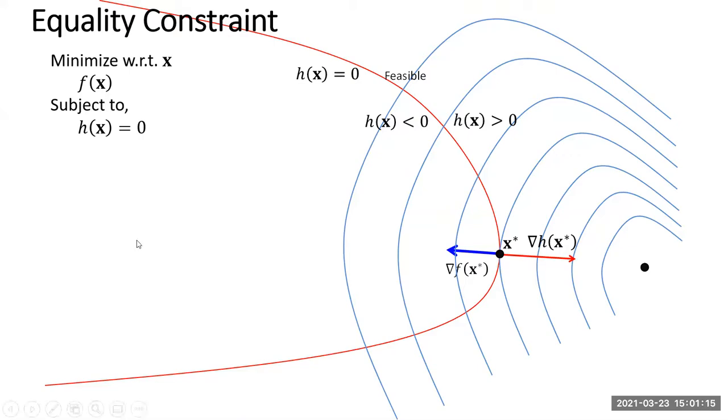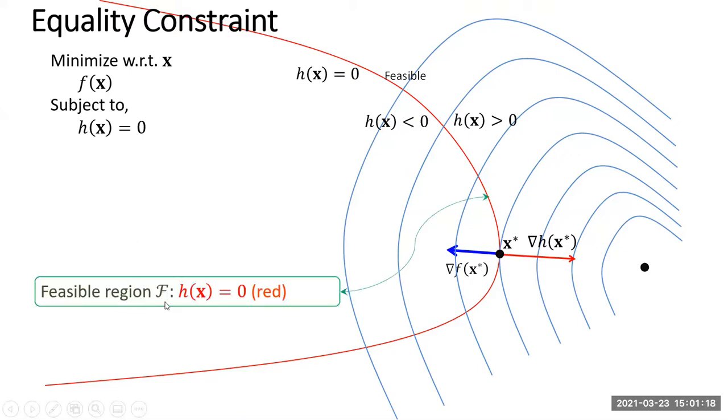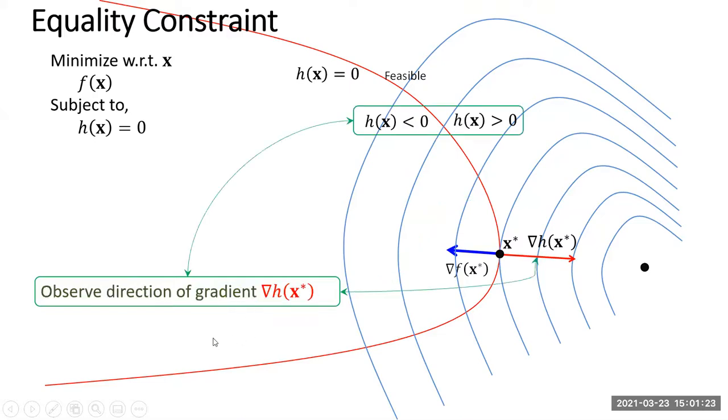So this is the feasible region, h of x equals 0. Now, look at the gradient of h of x, del h of x. This is del f of x star. This red arrow is del h of x star. And this gradient can be in this direction or in this direction. Now look at this: del h of x star is pointing in this direction.